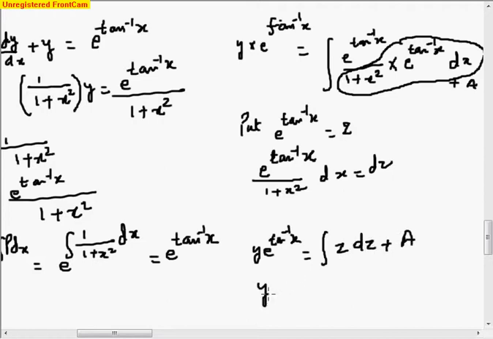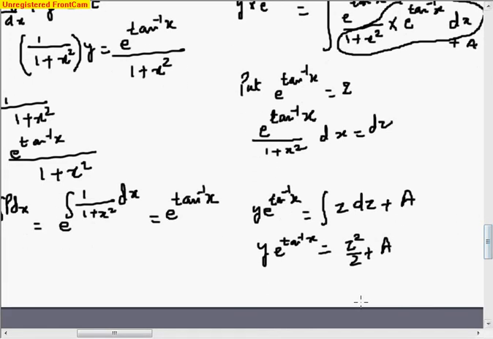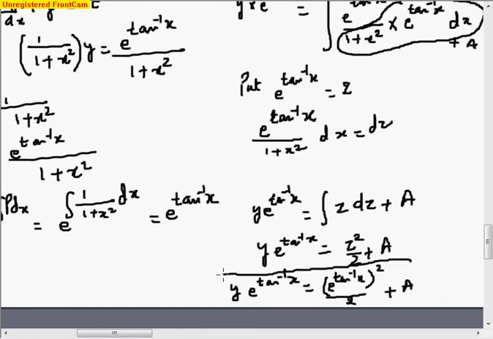So this is y e raised to power tan inverse of x is equal to z square upon 2 plus a. Now you can put the value of z square back. So your solution is y into e raised to power tan inverse of x is equal to e raised to power tan inverse of x whole square divided by 2 plus a. This is your solution. You can obviously manipulate the things. You can take e raised to power tan inverse x to that side. That you can do always, right?